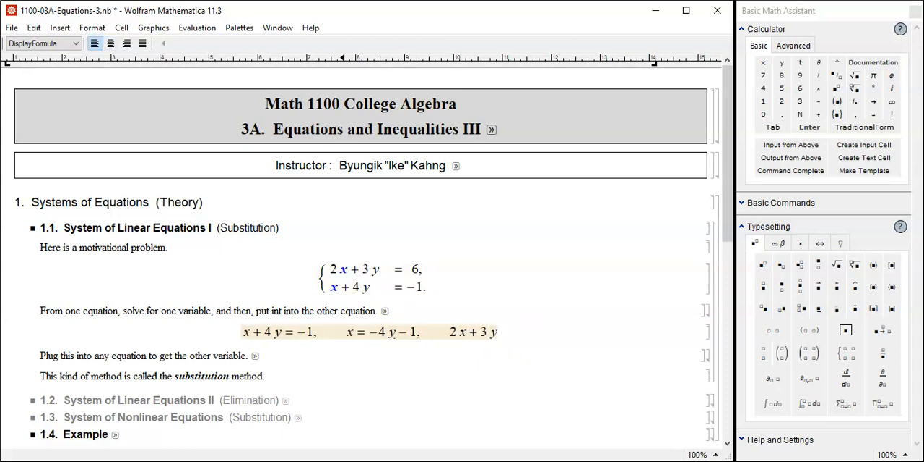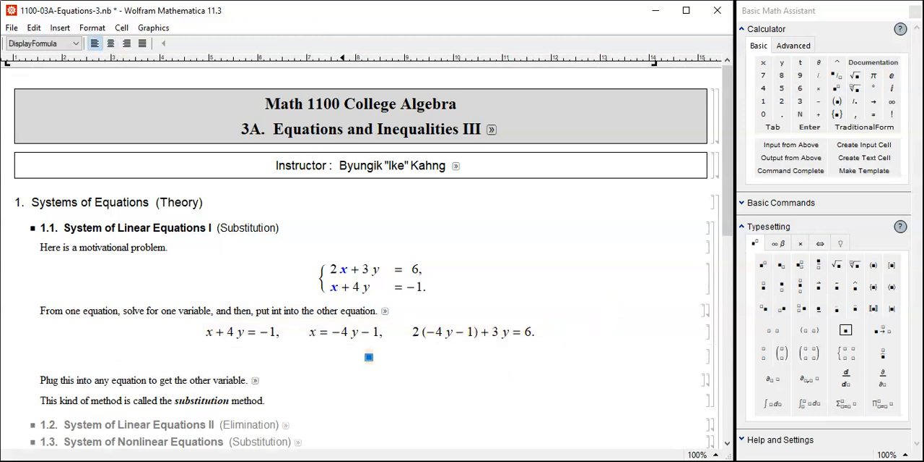2x plus 3y equals 6, all right? But in place of this x, substitute -4y minus 1. That's why this method is called the method of substitution, because we have to do substitution. Break up the parentheses, -8y minus 2 plus 3y equals 6. Now take the like terms together.